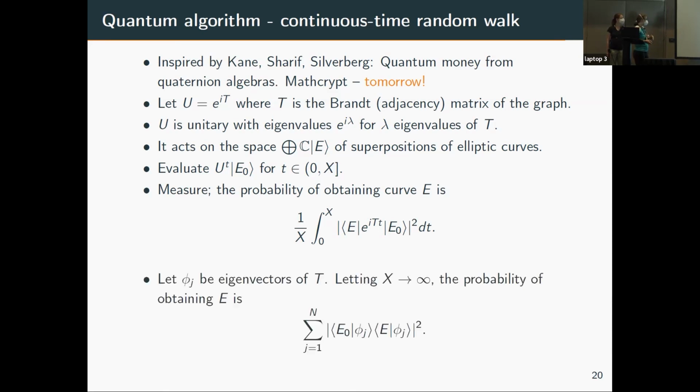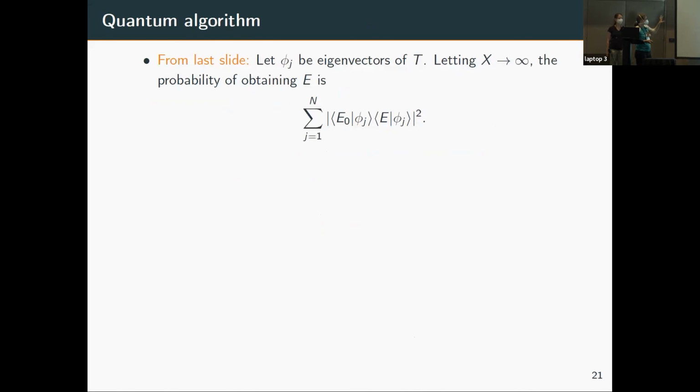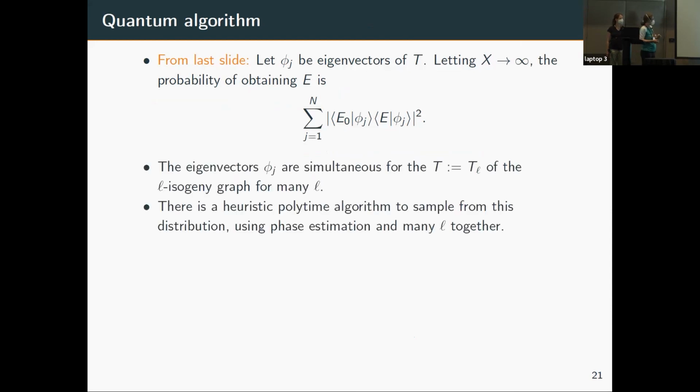But this is hard to analyze. It turns out that if you let that interval grow off to infinity, you get something which is a little bit easier to analyze. So this is from the last slide right there. The phi j in this expression here are the eigenvectors of T, and those are something that we know about from the math side of things. And this notation, if you're not familiar with the quantum notation, is basically inner products there.